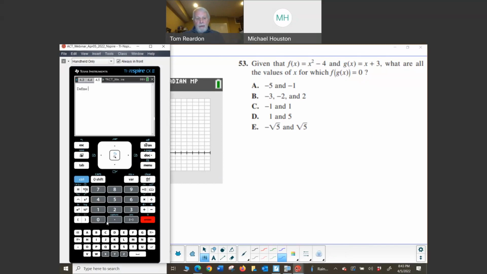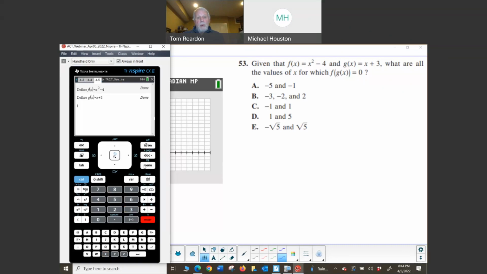So I can define f of x. So f parentheses of x, close parentheses, equals, and then it's x squared minus 4. So I'm defining that function. It's locked in. And then I'm going to define g of x similarly. And I know you can do it with the assignment statement, but I'm old school, I guess. I like this without the assignment statement. And set that equal to x plus 3.